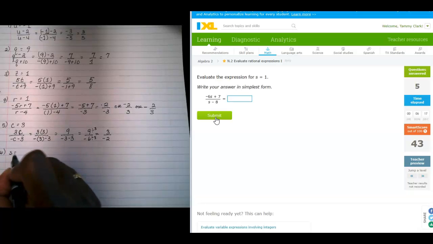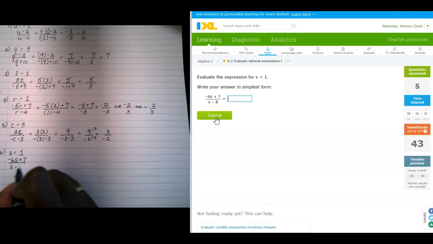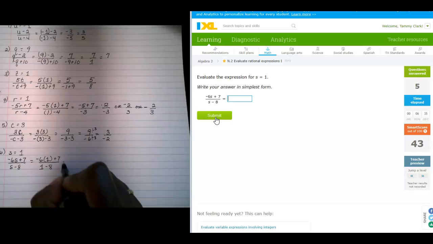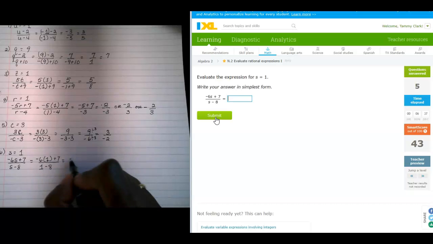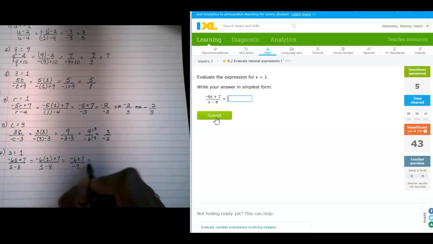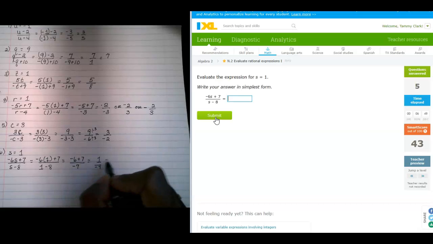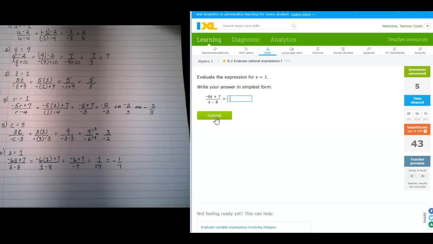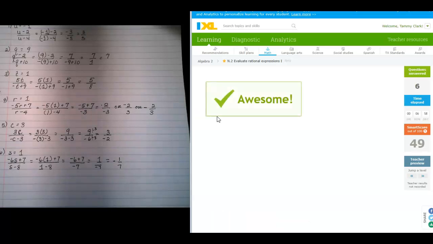We've got s is equal to not negative 1, but positive 1. So negative 6s plus 7. And then we've got s minus 8. So that becomes negative 6 times positive 1 plus 7 over 1 minus 8. So negative 6 times 1 is negative 6 plus 7. 1 minus 8 is negative 7. So we've got negative 6 plus 7 is positive 1 over negative 7. So that equals negative 1 over 7. And notice that I'm writing these just in different ways so that you can see it doesn't really matter.